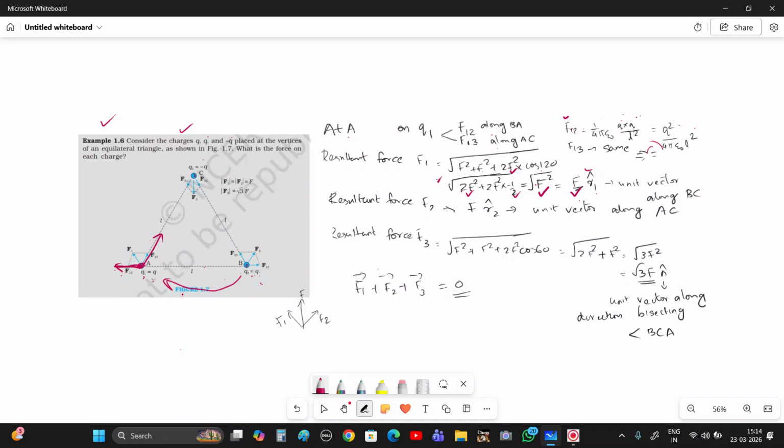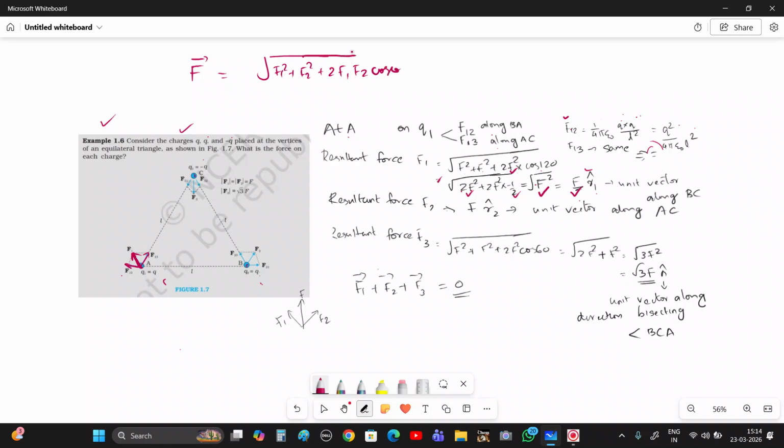Now we have to find out the resultant force, the total force at the charge Q1. How can you find out the total force? One force, F12, is in this direction, F13 is in this direction, then the resultant force will be along this direction. So we have to find out the resultant force using the parallelogram law of vector addition. What is the equation for finding the resultant force using the parallelogram law of vector addition? F is equal to root of F1 square plus F2 square plus 2 F1 F2 cos theta. Right, this is the equation.